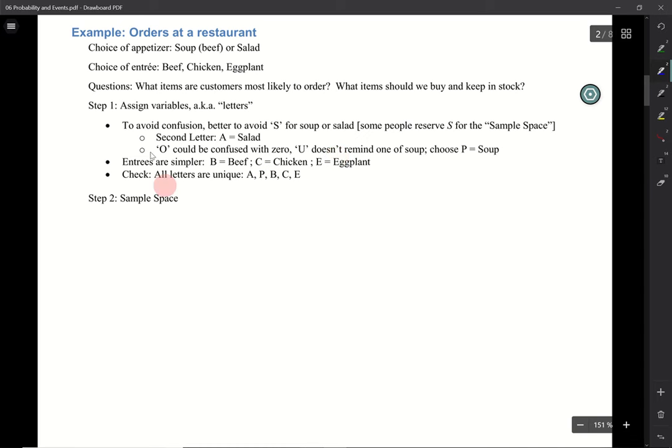So now that we've done step 1, we would like to figure out what's the sample space. But before we actually figure out the sample space, the question is, can we estimate the size of the sample space?